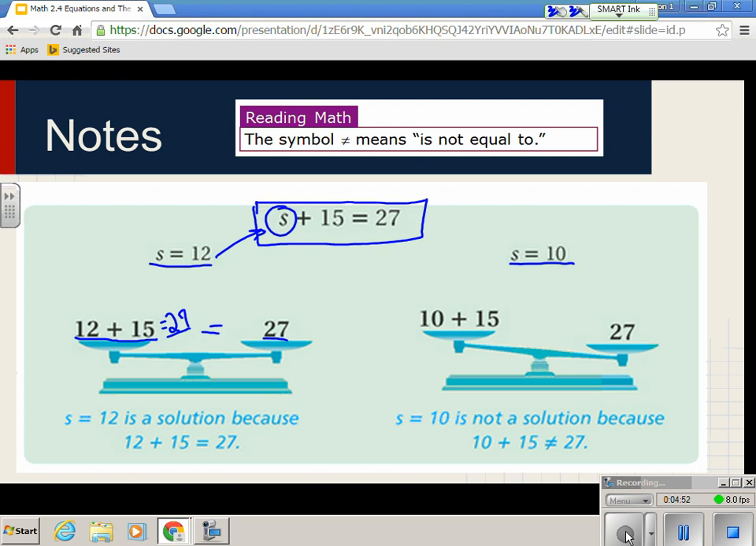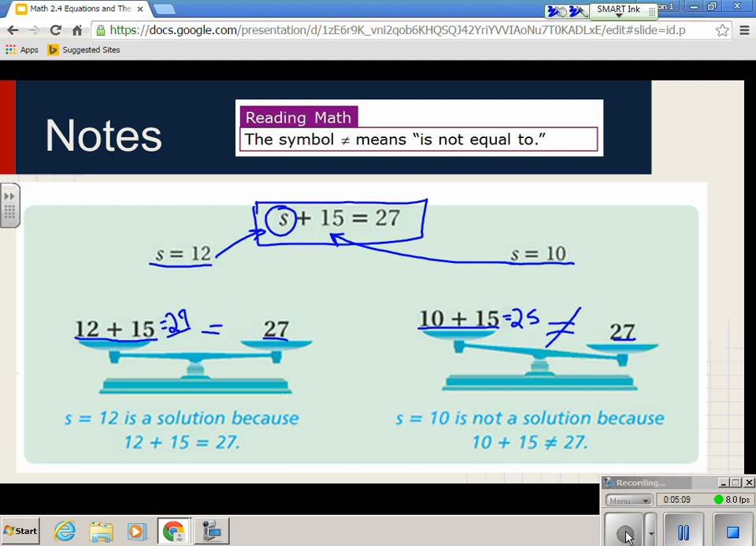If we put 10 in for s, and we plug and chug that out, we see that 10 plus 15 actually equals 25, and what we wanted was 27. So this does not equal 27, which means it's not a solution.